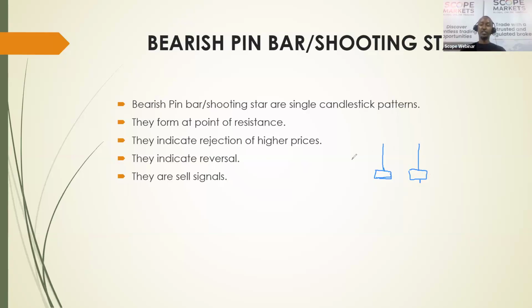Again, these candles will form at a point of resistance or in a downtrend trend line. So this means that the market will be in an uptrend. Once it reaches a point of resistance or a point of this downtrend trend line, and you see these types of candlesticks form, then we want to take our sell entries, and we'll be anticipating a reversal, meaning that the market will now be selling. So the reason we are saying that they indicate reversal, they are sell signals, and they indicate rejection of higher prices, meaning that the buyers tried to push the market up, but the sellers came in and pushed the market on the downside.